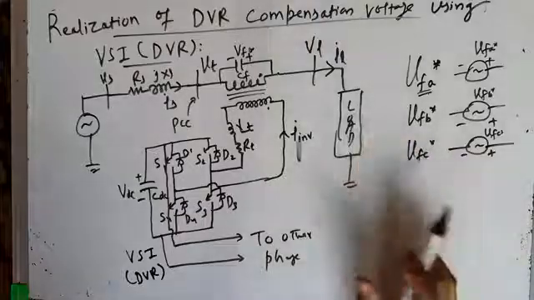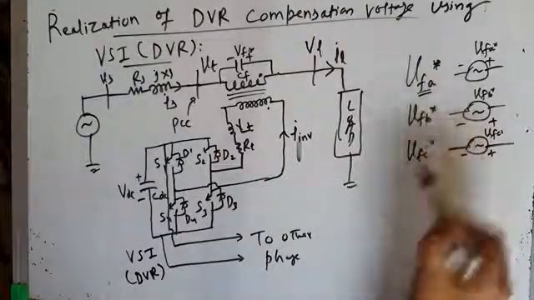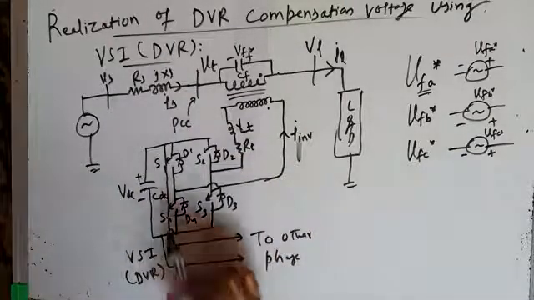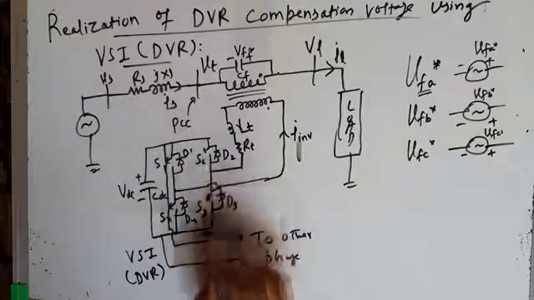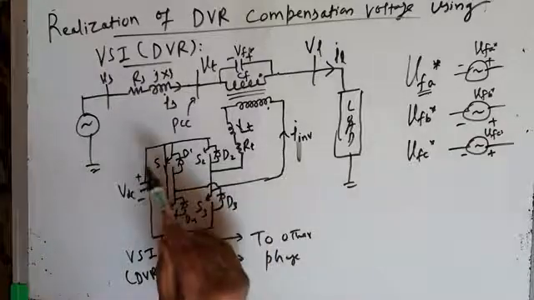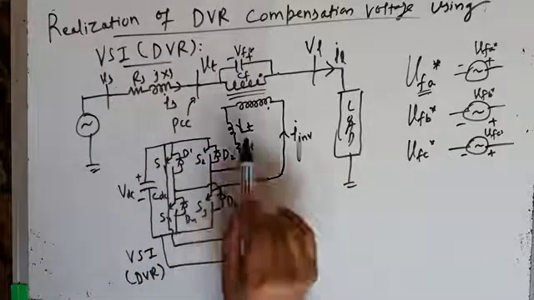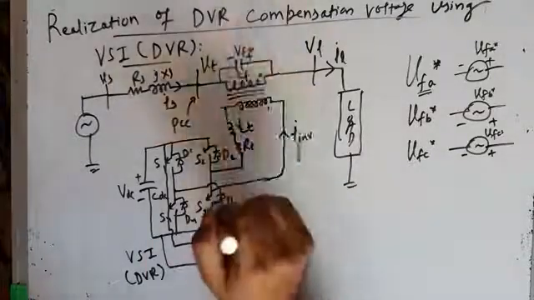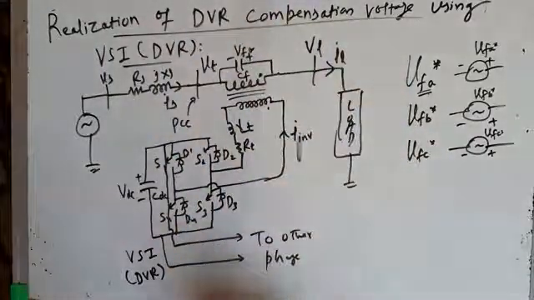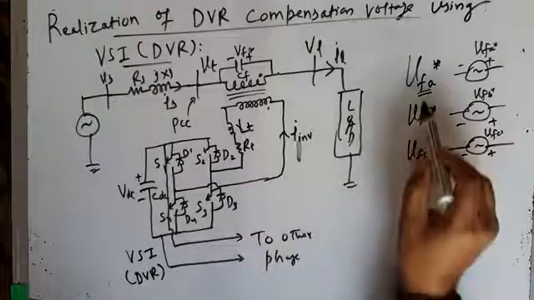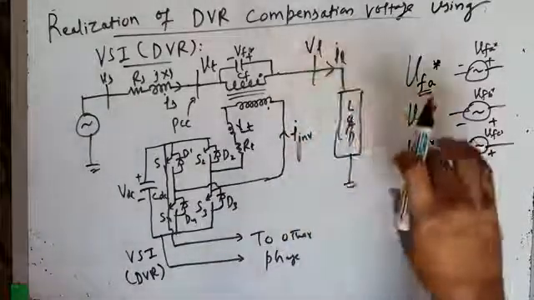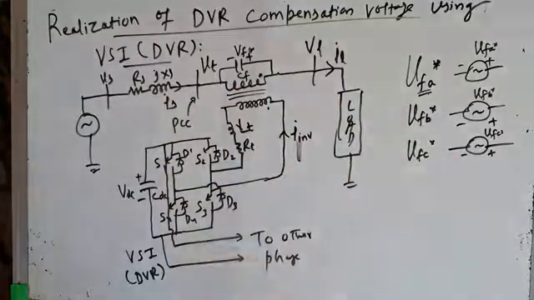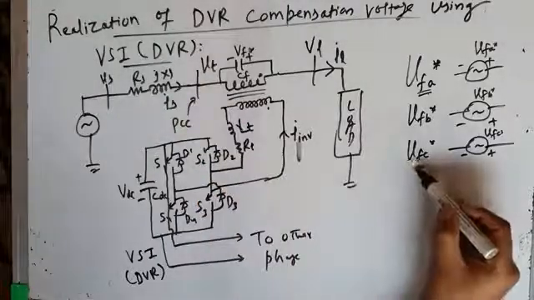Now the job of the control algorithm is to find these VFA star, VFB star, VFC star, and then I will implement a modulation algorithm. What will modulation algorithm do? It will control the switching of these switches S1, S2, S3, S4 in such a way that this inverter converts DC into AC in such a way that the AC voltage across the primary and AC voltage across the secondary VFA, which is injected in series with the load, is same as VFA star, which is computed by your control algorithm for phase A. Similarly, for phase B, VFB should be same as VFB star, and VFC for phase C should be same as VFC star.